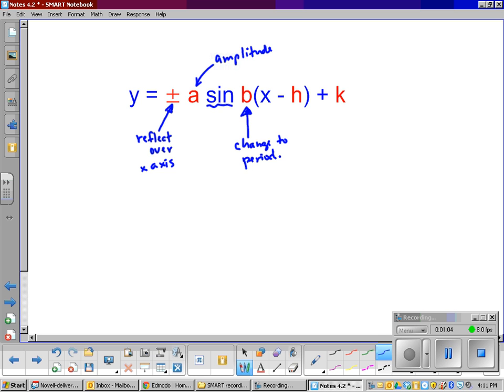The normal period for the sine and the cosine is 2 pi. To find the new period, you just take that regular period and you divide it by this number that's multiplied by x. So the new period is 2 pi divided by b.